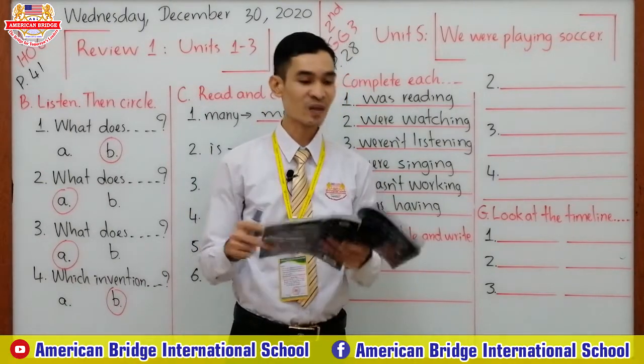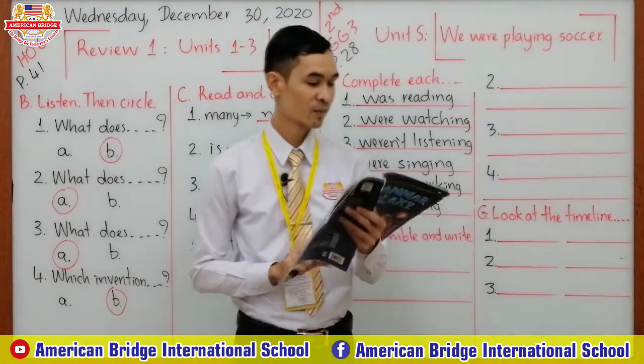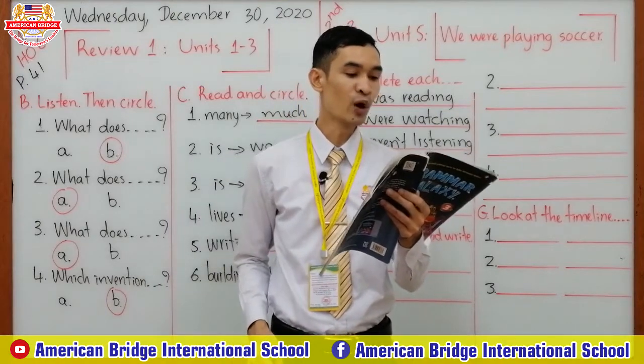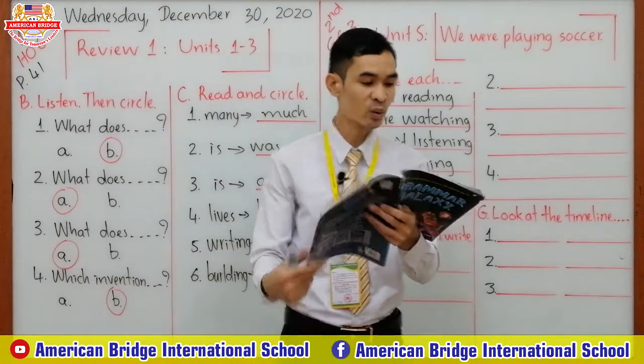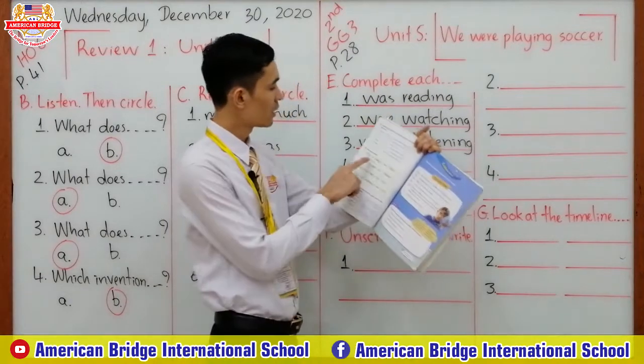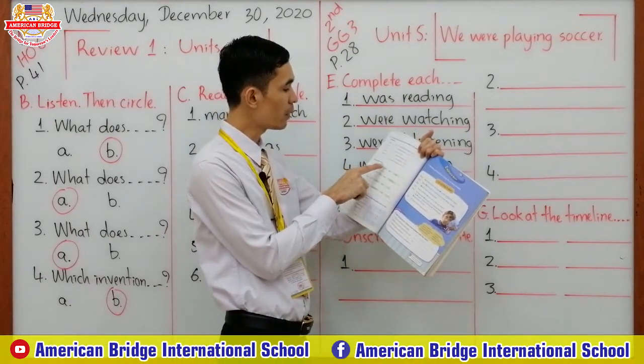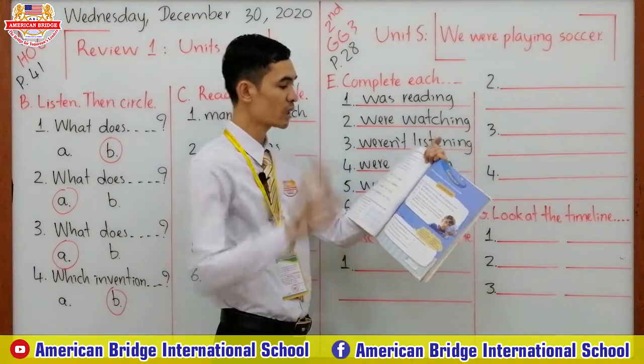Okay, so now we finish part E, and I hope your answers are correct. Okay, so now let's continue to part F. F, unscramble and write. And number 1 is given as an example. You can look at the words here. We have well, the, playing, team, was, and question mark.